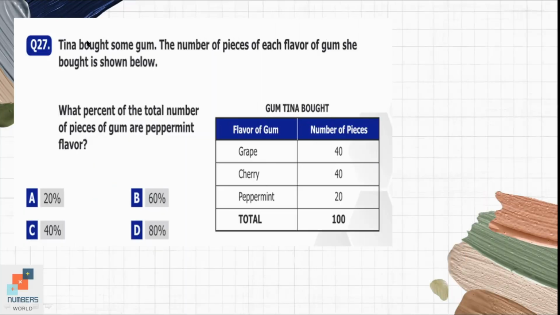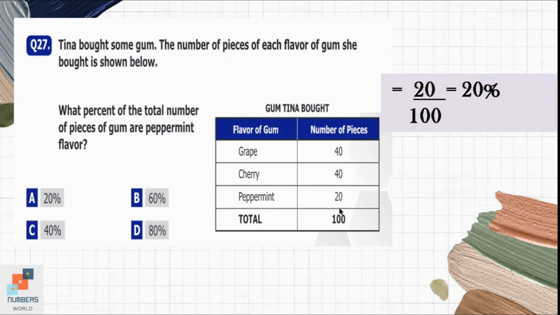Question number 27. Tina bought some gum. The number of pieces of each flavor of gum she bought is shown below. What percent of the total number of pieces of gum are peppermint flavor? So data is given in the table. We are going to see how many pieces are in peppermint flavor, which is 20, and total is 100. So 20 by 100 is equal to 20%. So option A is the correct one. 20% of the total number of pieces of gum are in peppermint flavor.